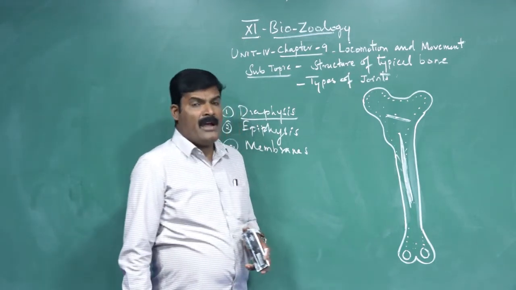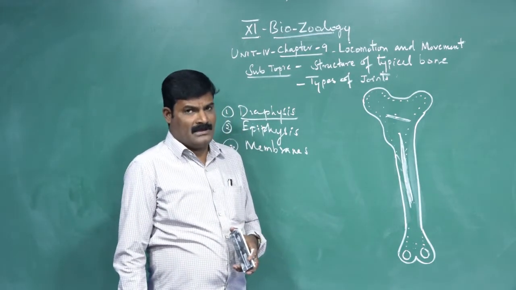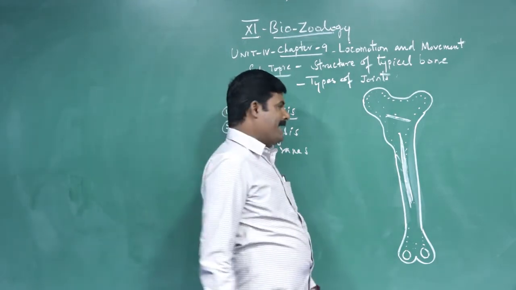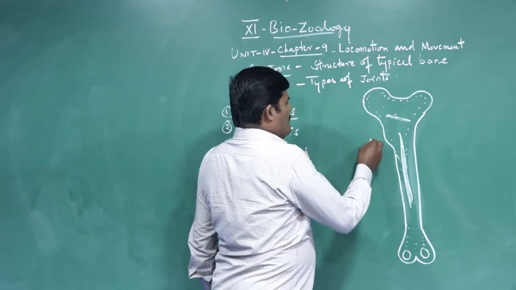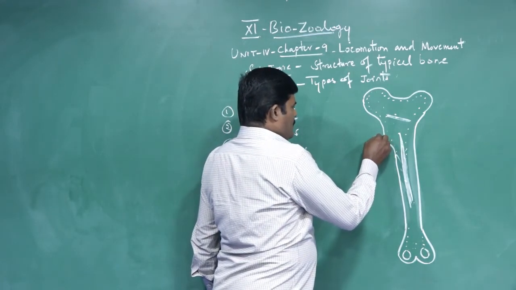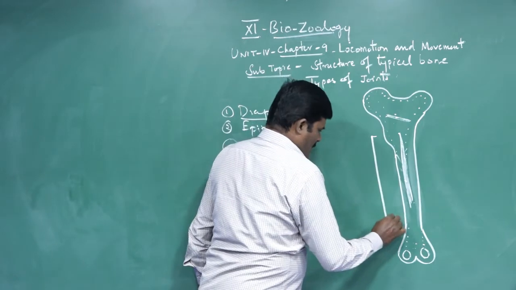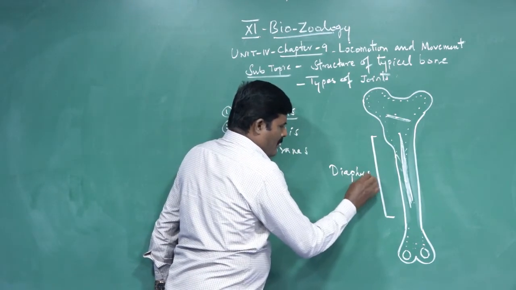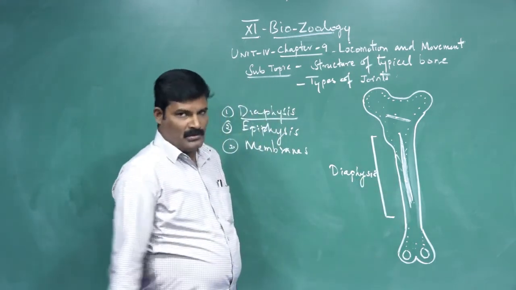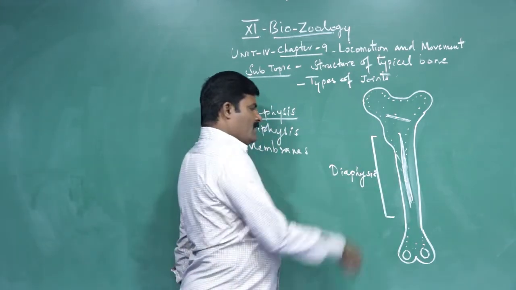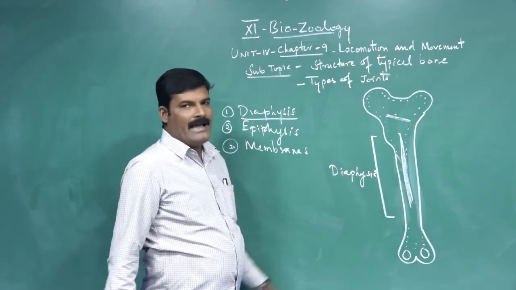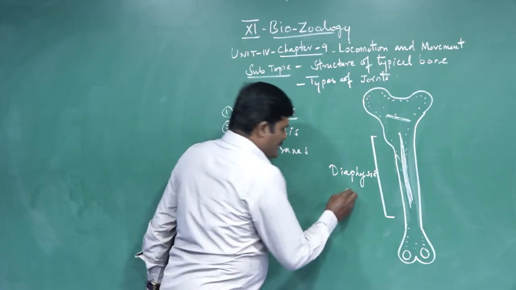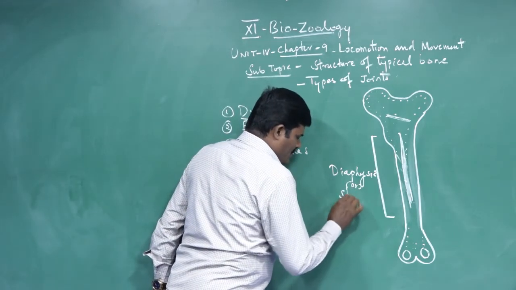The diaphysis is the tubular structure which forms the long axis of the bone. So listen here, the structure is diaphysis. This is the major part of the bone. It forms the long axis of the bone. It is a tubular structure. The diaphysis is otherwise called shaft.